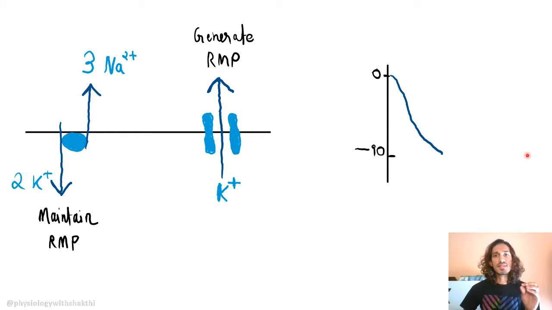Now consider some depolarizing current coming, and it results in some sort of a graded response. It has not reached the threshold, voltage gated sodium channels are not activated, so there is a graded current. Now your sodium potassium ATPase is going to take 3 sodium outside and 2 potassium inside. So in the end, one positive charge is being taken out, and that helps maintain RMP by bringing it back. So this is how RMP is generated: potassium efflux generates RMP, while your RMP is maintained by the sodium potassium ATPase.